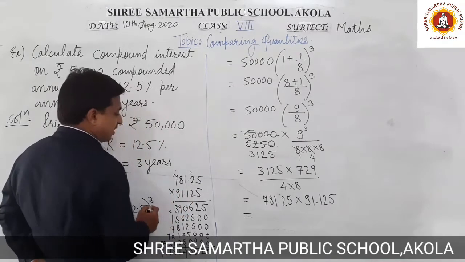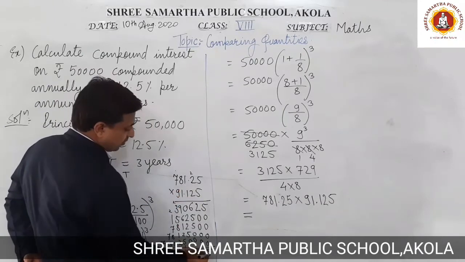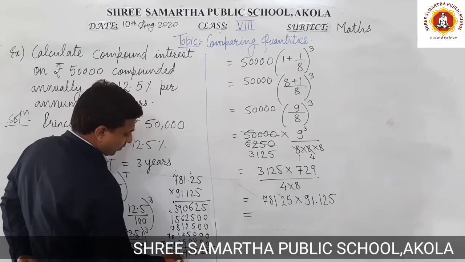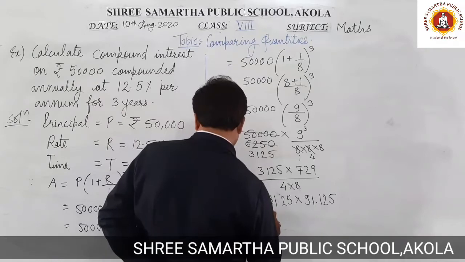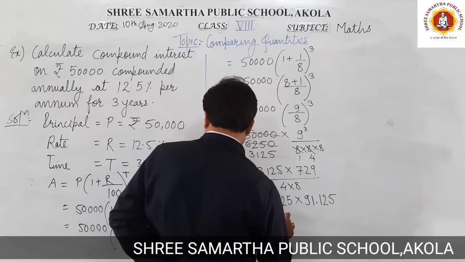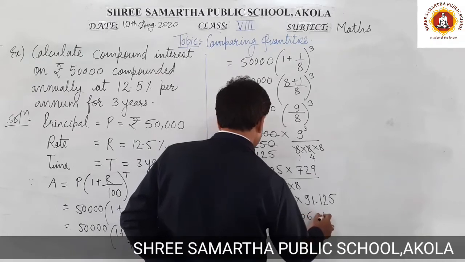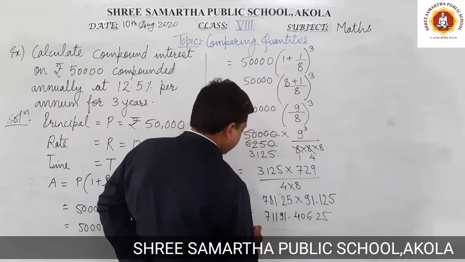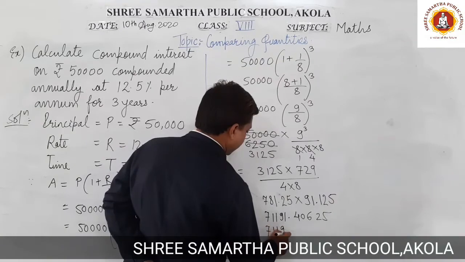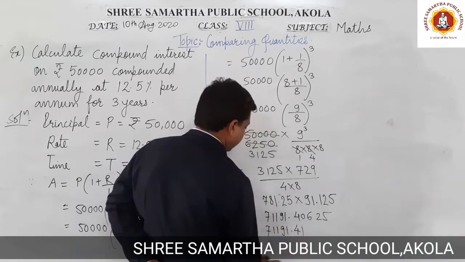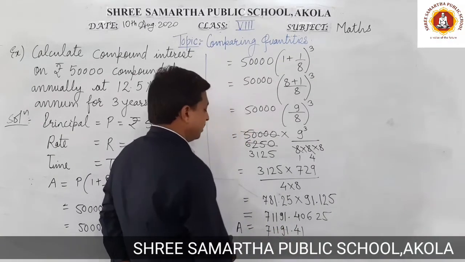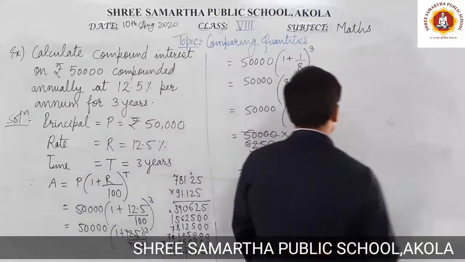Now how many points after the decimal point? 2 and 3 means 5. 1, 2, 3, 4, 5. So the answer we will get is 71191.40625. So you can consider this as 71191.41 by rounding the number to the second digit.